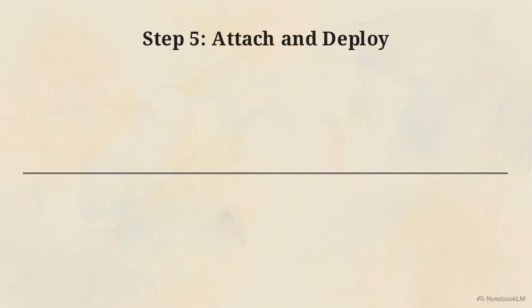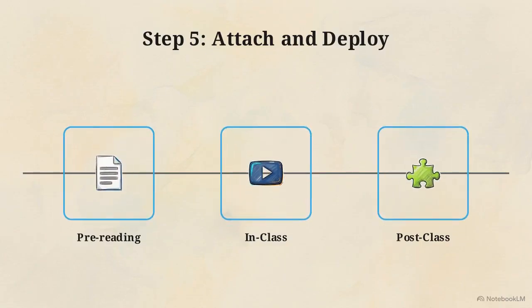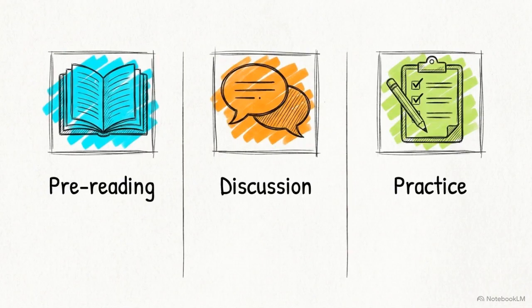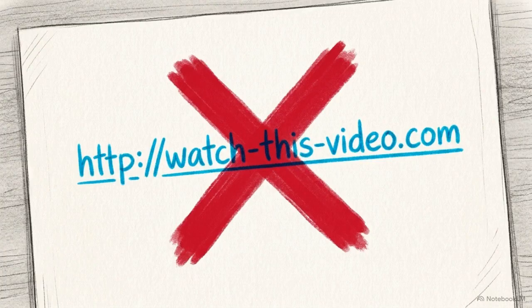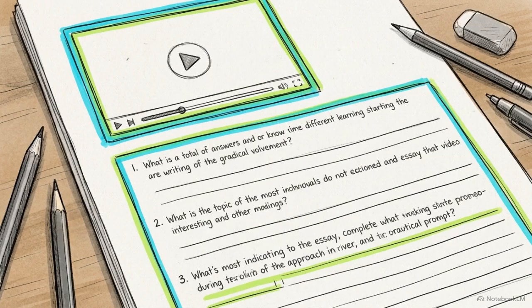Step 5 is attach and deploy. You must decide exactly where the surviving resource lives in your chronological lesson flow. Establish whether it serves as pre-reading, an in-class discussion starter, or post-lecture practice. Next, apply mandatory framing. Never drop a naked link into your syllabus. Always flank the media with a brief introductory paragraph and specific guiding questions, so students know exactly what details to look for. A video or article holds 0 educational value in isolation. It only becomes effective when you explicitly tether it to a structured learning activity.